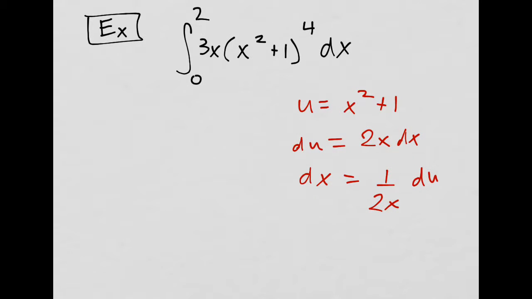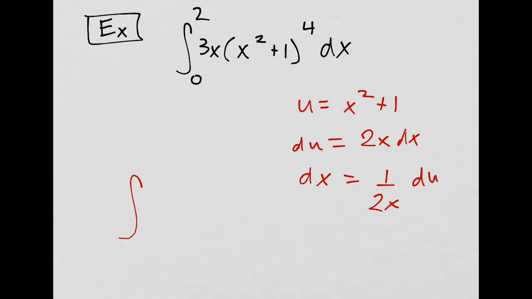Are we okay with this? Yeah. Okay, here's the thing that's different. Before, we didn't have the limits of integration, right? These are x values. The 0 and the 2 are x values. Once we switch and use a u, then we're going to need u values, right? You'll see what happens in a minute.